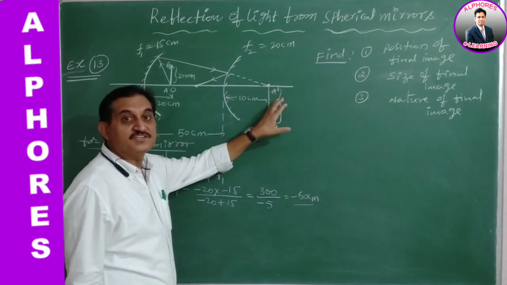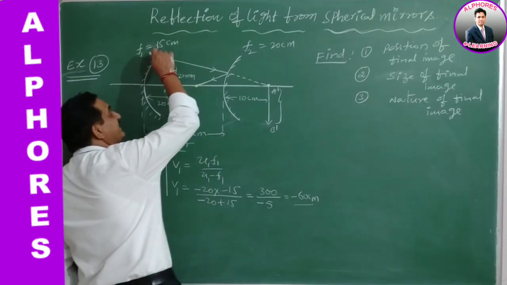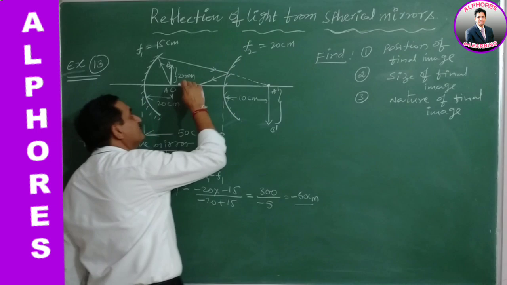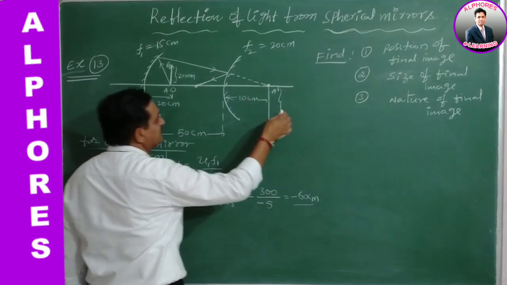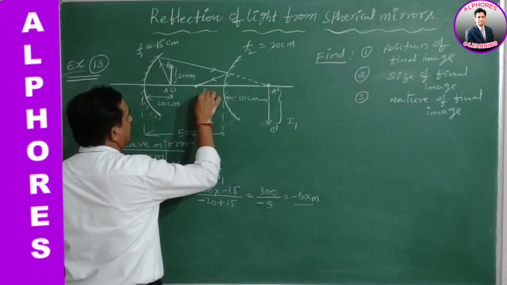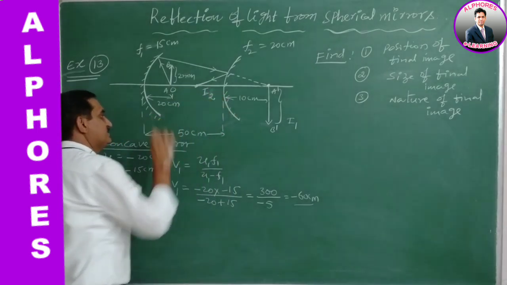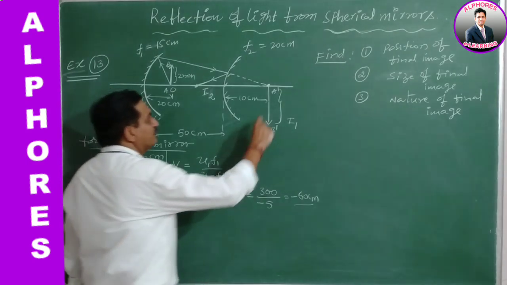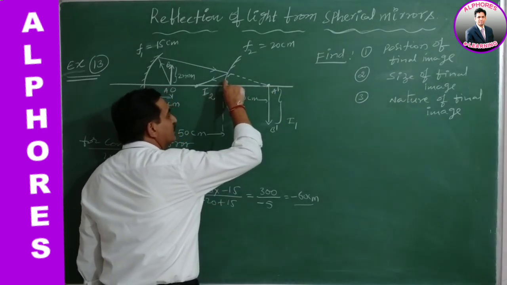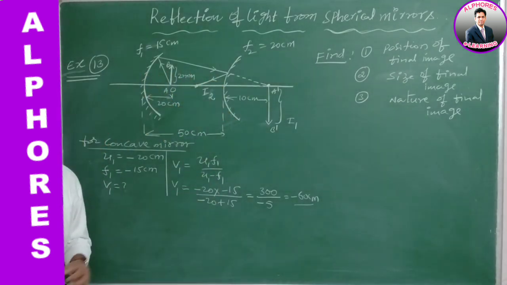Which object? This is a virtual object. It is not at all a real object, because the light converges to this point. Therefore, in this process, it undergoes reflection, giving the final image. This is say I1 and this is I2, the second image. So I2 is the image formed by the convex mirror from the virtual object. This virtual object is serving the convex mirror, which is formed by the concave mirror after first reflection.